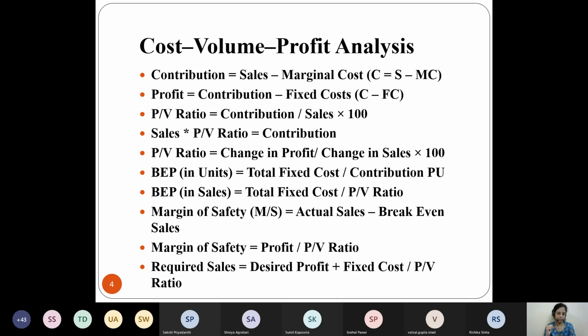Now required sales. So what is required sales? Suppose you want to earn a particular figure of profit, how much sales are required? So required sales is equal to desired profit plus fixed cost upon PV ratio. This is called profit planning. If you want to earn profit of 2 lakh, how much sales are you supposed to make? That you can also get from this formula. Okay, so you must have noted down all the formulas.